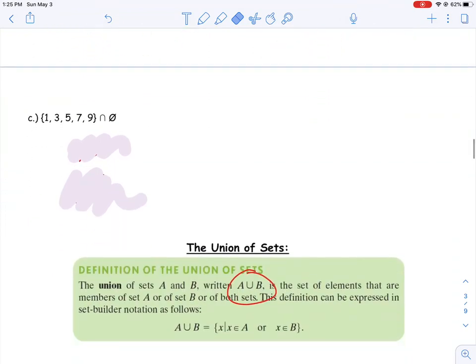Look at C. C says we have elements 1, 3, 5, 7, 9, and then we also have an empty set. And what's in their intersection? So what is in the first set and the second set at the same time? Well, if there is nothing in our second set, then that means there's also nothing in their overlap, right? Their intersection. So again, we could say empty set or empty set. Either notation would be fine. Just don't combine them into one and use both.